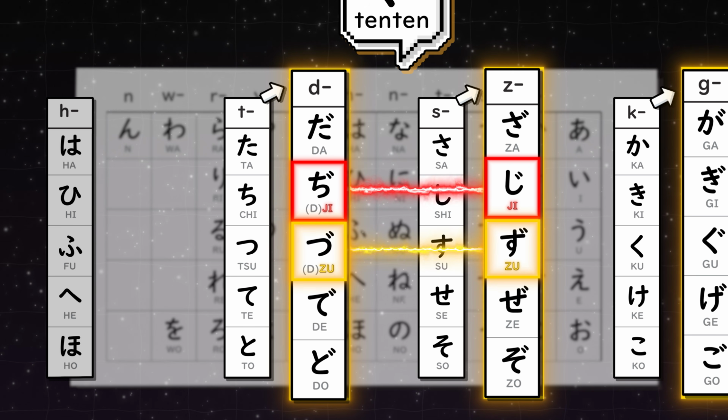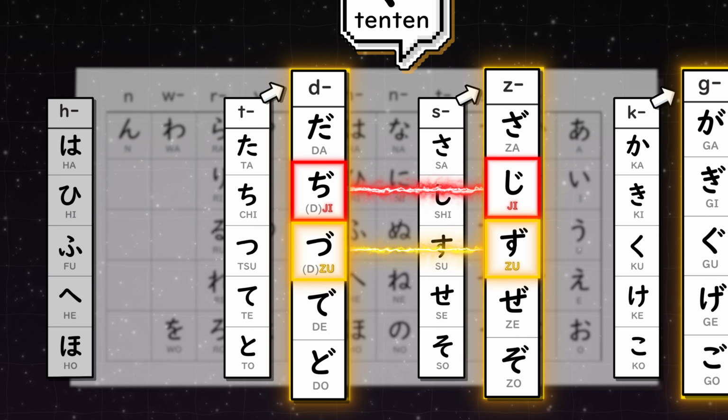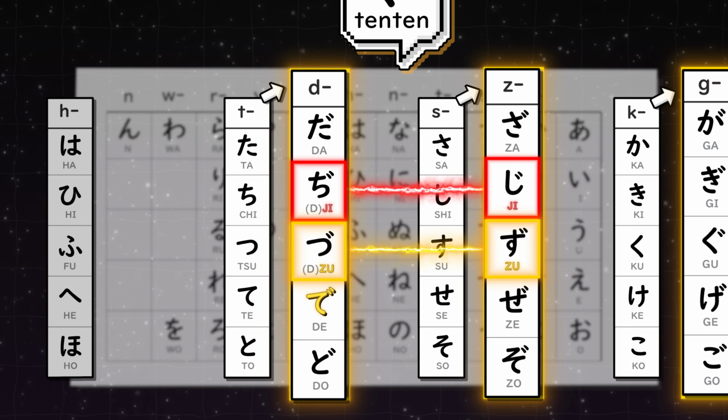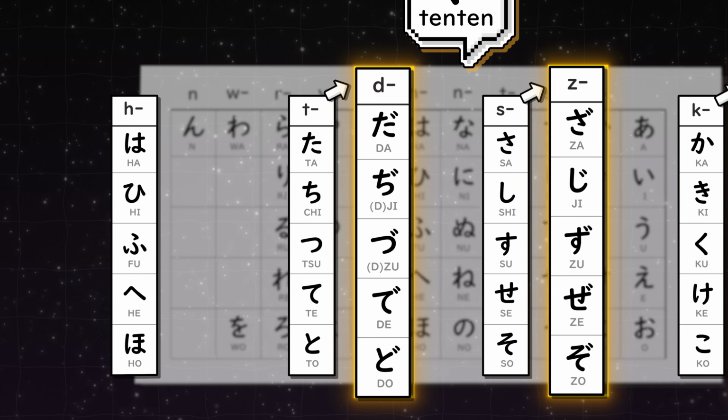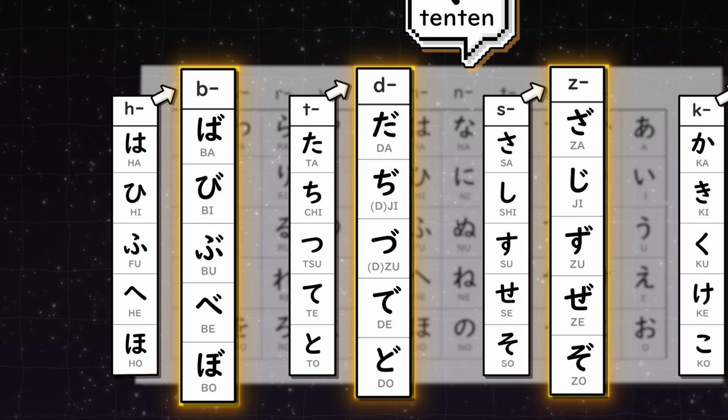So these 2 pairs essentially have the same pronunciations when they have tenten. Again, historically they were unique sounds, but they've merged over time. So it's za, ji, zu, ze, zo, and da, ji, zu, de, do. And the H column just becomes a B with the tenten. Ba, bi, bu, be, bo.